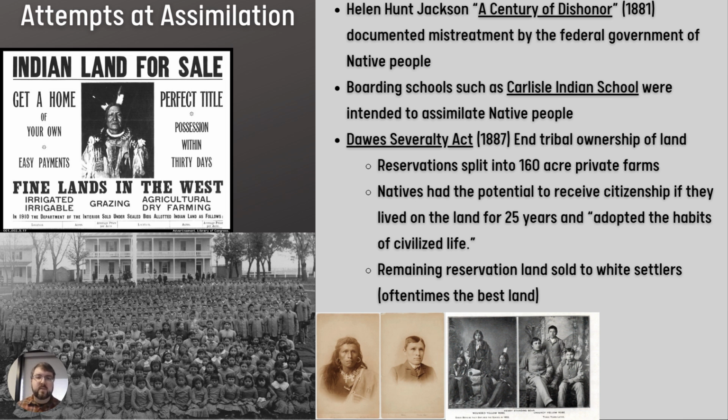The most famous of these is Helen Hunt Jackson, and she will write a book, A Century of Dishonor, talking about how the Native Americans have been mistreated. This will cause changes like to the Carlisle School and these different types of policies. You also have the Dawes Severalty Act that splits up the Native American land into 160-acre plots. Here's a path towards citizenship. Here's a path towards, quote, a better life. Doesn't really work out that well.